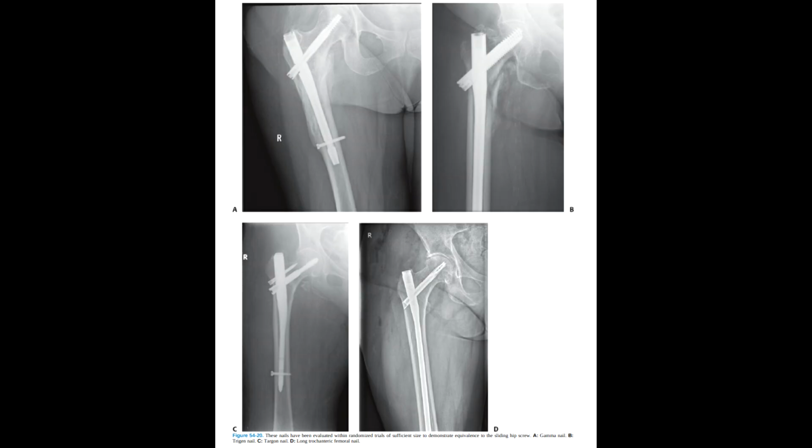Panel A shows a gamma nail, Panel B a trigon nail, Panel C a targon nail, and Panel D a long trochanteric femoral nail. Despite differences in design, the principle remains the same. Intramedullary placement provides a load-sharing construct that resists varus collapse and medialization.